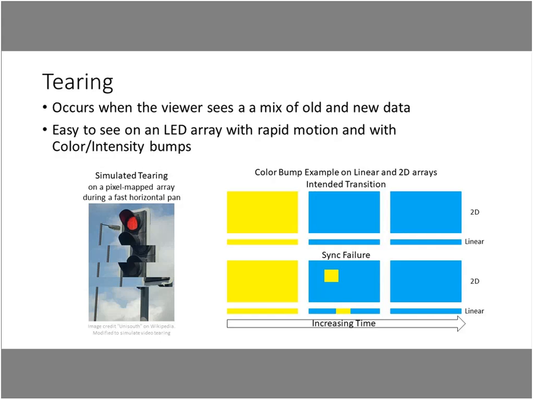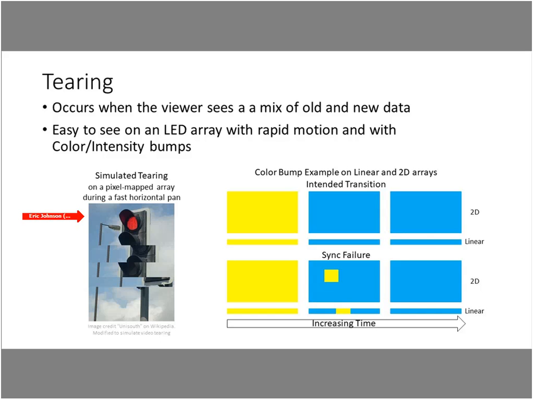But what I'm showing here with the picture of the stoplight is a simulated example of tearing, where you have this pixel map grouped across a number of universes. And effectively, during a fast pan right or left, you see that sometimes at one point you're seeing some old data, because the old data hasn't gotten there yet, and some new data. And so you effectively see a tear. You see a line through the middle of your image.